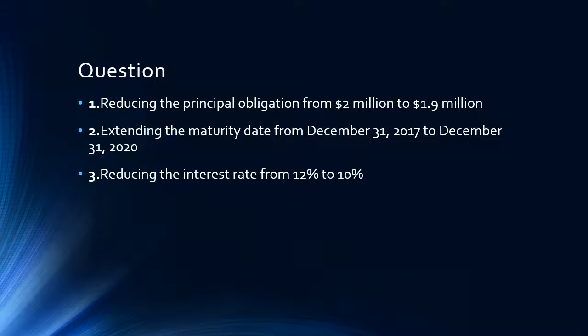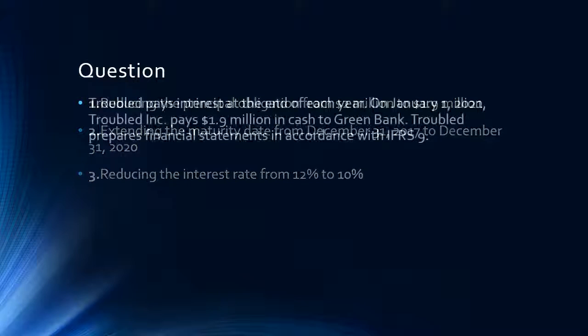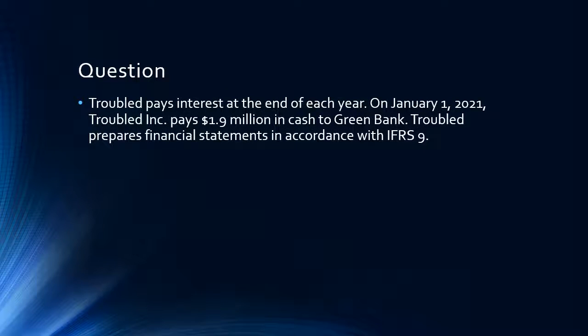The first modification is that principal obligation is reduced from $2 million to $1.9 million. The second modification is that the maturity date is extended from December 31st, 2017 to December 31st, 2020. And the third modification is the interest rate is reduced from 12% to 10%. The question mentions that Troubled pays interest at the end of each year.